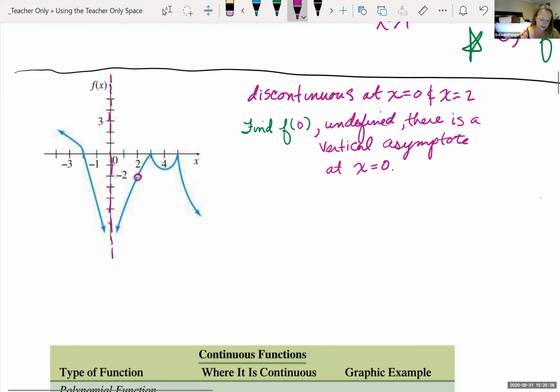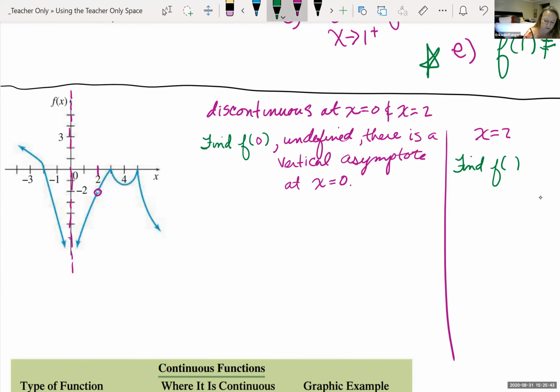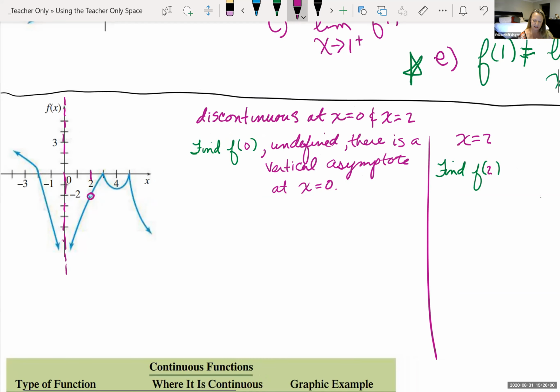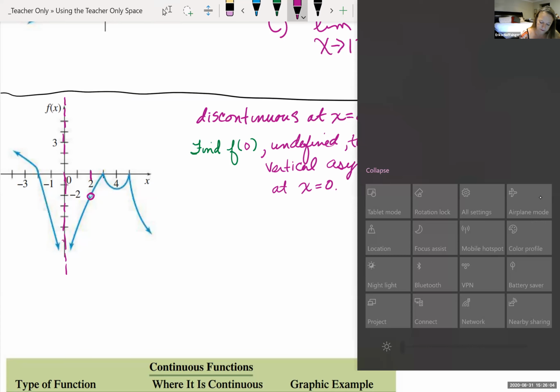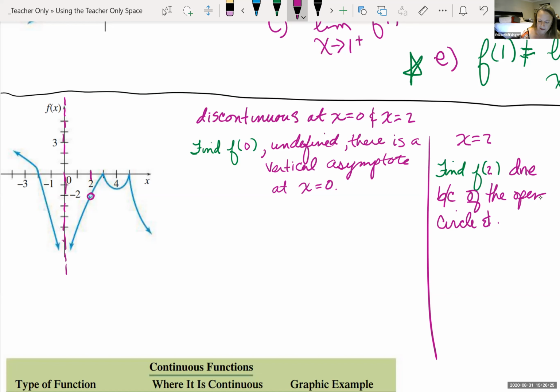Same kind of idea if we look at x equals 2. So if we go to 2 and we find f of 2, this is a different scenario. We have an open circle here, and I don't see any point that is falling above x equals 2. And so this is an open circle, there's no point, and so it's undefined. So it does not exist because of the open circle, and no point above or below.